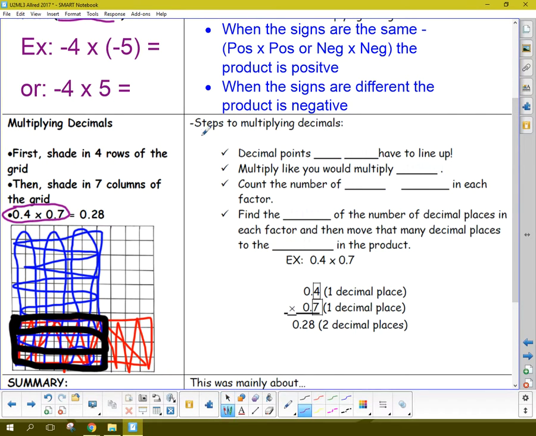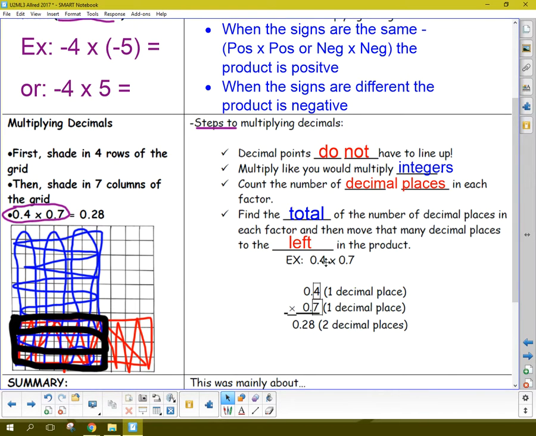Here are some steps that you can use to always multiply decimals well. The decimal points do not have to line up. You do not even have to line the decimals up, because what you're going to do is multiply just like you would multiply integers, okay? Don't even worry about the decimal until the end. And at the end, you're going to count the number of decimal places in each factor, and find the total number of decimal places. And then you're going to move that many decimal places to the left in your final product.